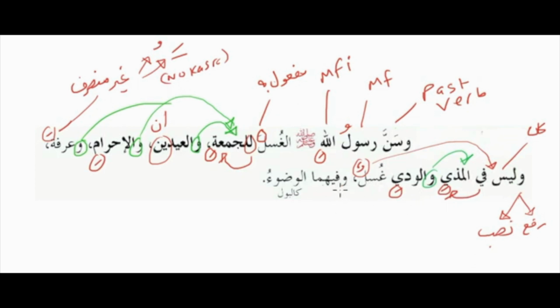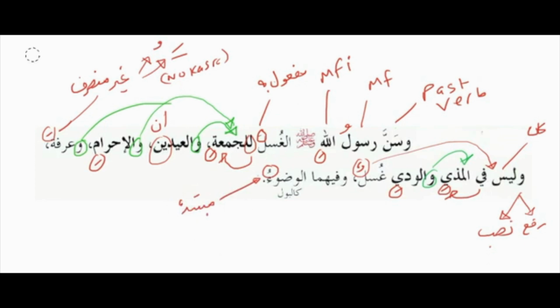وفيهما, and in both of them, الوضوء. This is in the رفع. In other words, this is a مبتدأ مؤخر, the delayed mubtada. Because of that, it's رفع.